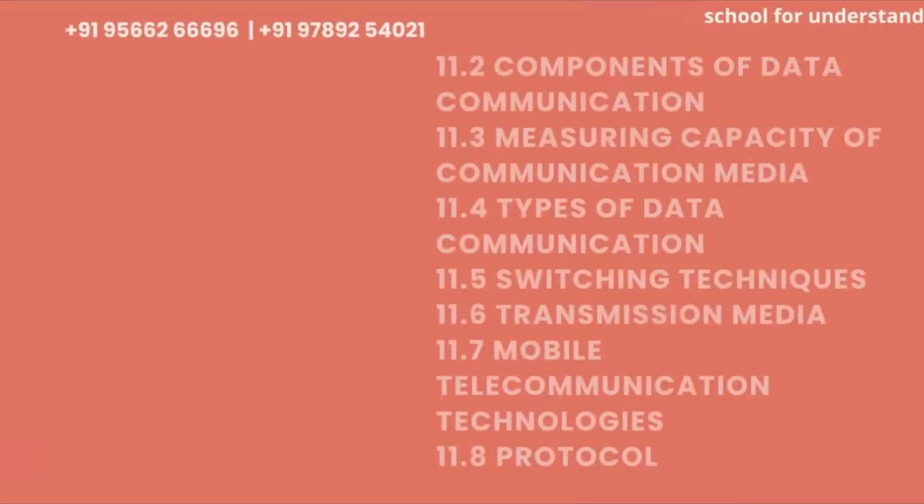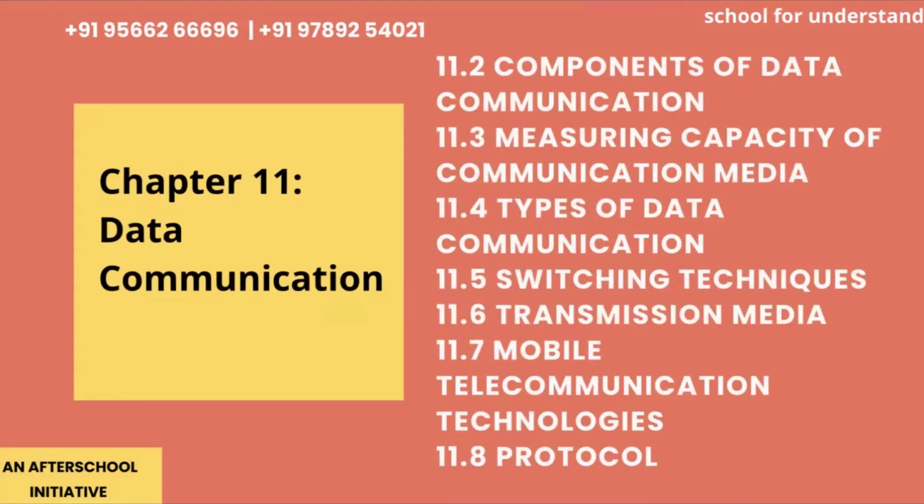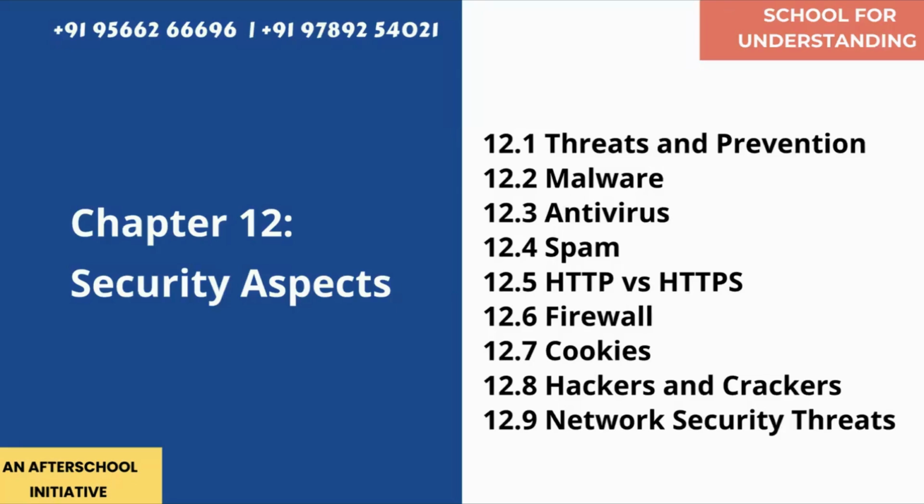Next, let's move on to Chapter 11, Data Communication, which explains how data is transmitted, the different components of communication, and key transmission media. The sections include concept of communication, then components of data communication, followed by measuring capacity of communication media, and then types of data communication, next switching techniques, then transmission media, followed by mobile telecommunication technologies, and finally the protocol.